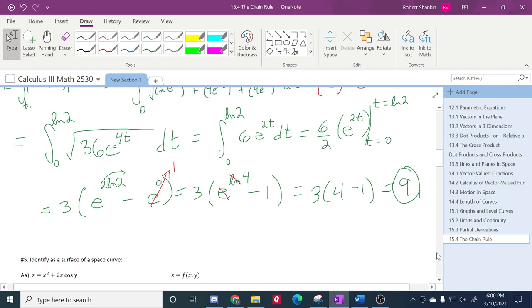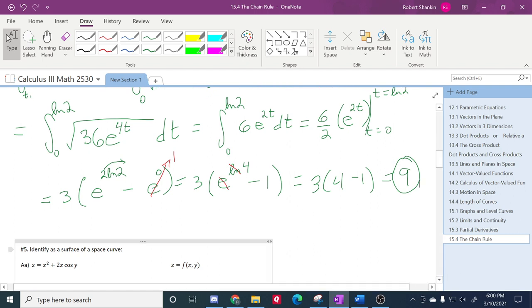All right, one at a time. Identify as a surface. It shouldn't be "or, of", it should be "or a space curve." So on A, there's a particular function, and this is an example of a function like this. So there's the general case. Here's a specific case. For both of these, is this a surface or is it a space curve?